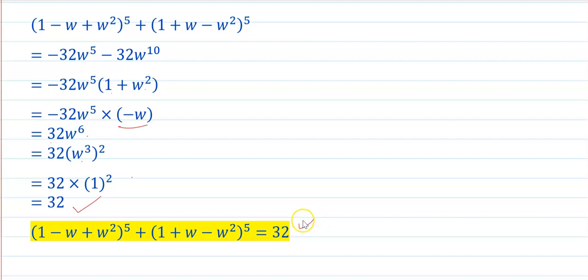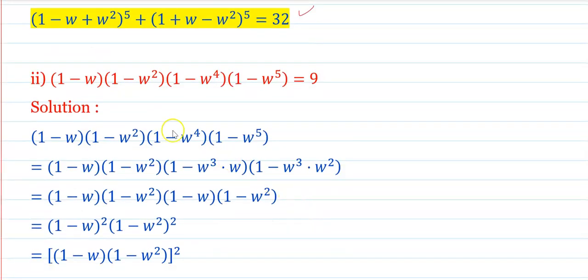Okay. Next, 1 minus omega into 1 minus omega square into in bracket 1 minus omega raised to 4 into in bracket 1 minus omega raised to 5, that's equals to 9. Next, we will only replace values. 1 minus omega, keep it as it is. 1 minus omega square will also come the same.